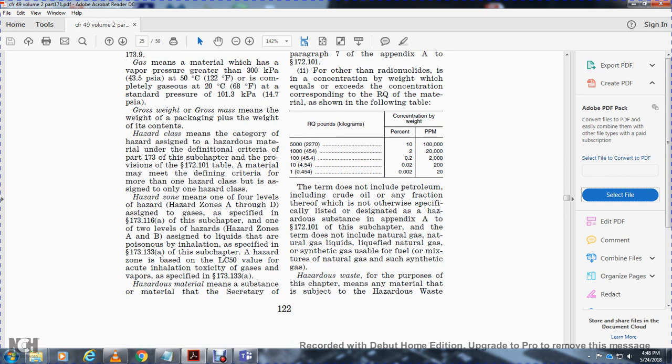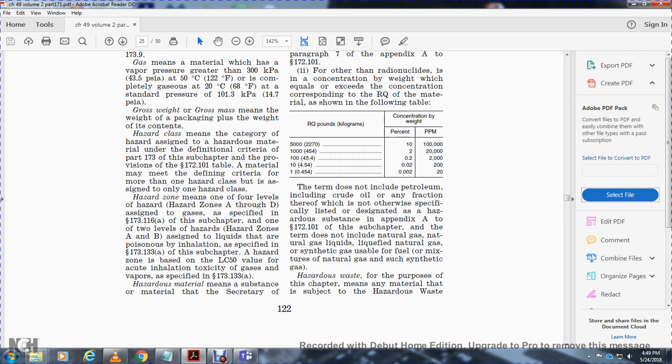one of four levels of hazard zone, A through D, with the assignment of gases specified in 173.116A of the subchapter, and one of two levels of hazard zone, A and B, with the assignment of liquids that are poisonous by inhalation specified in 173.133A of the subchapter. Hazard zone is based on the LC50 value of the acute inhalation toxicity of the gas or vapor specified in 173.133A.